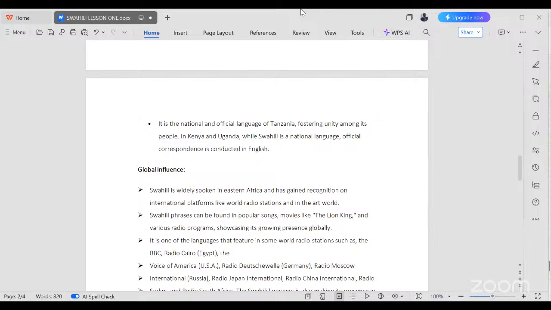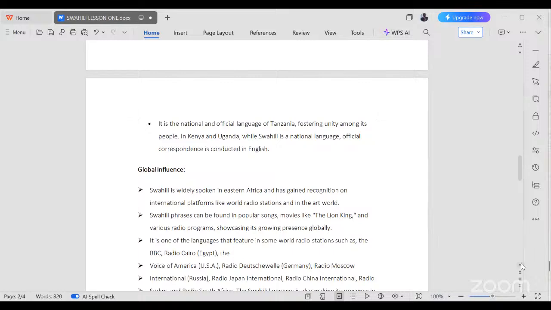And once again, you will be able to understand that as we are sitting here, Russia is learning Swahili, China is learning Swahili, America, their schools are offering Swahili, and other places are offering Swahili as well. We also have programs, as you can see. There are programs done in the radio stations.